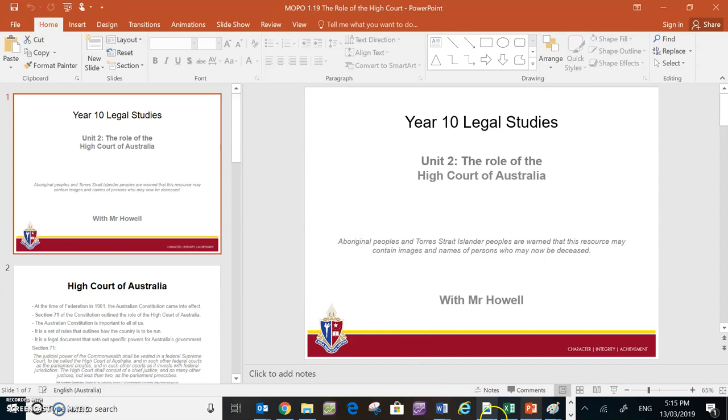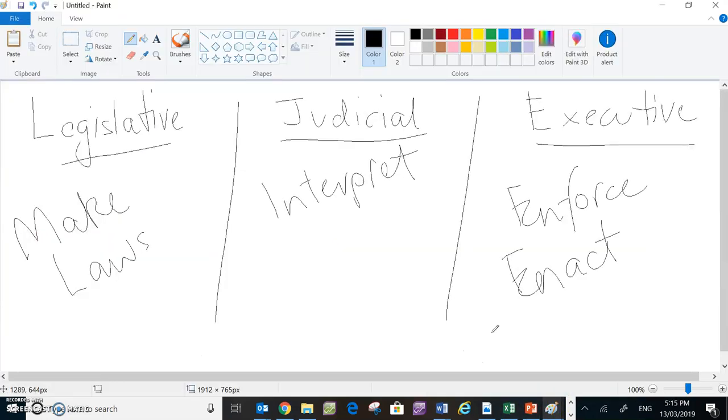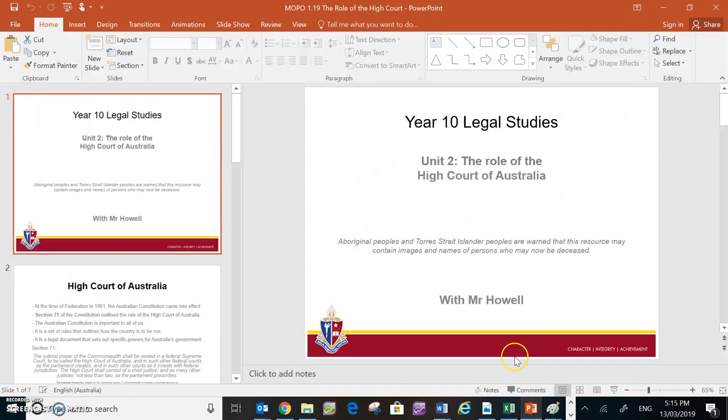I think if you have a look at our little mud map of where we've been talking about, we've done a lot in the past about the legislative and how laws are made. We do a little bit on the executive and how the Prime Minister and the Cabinet enforce or enact the laws. So the High Court fits in this middle section, and that's to interpret or analyse the law.